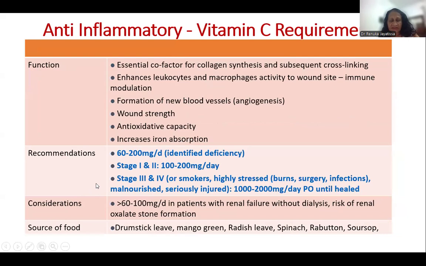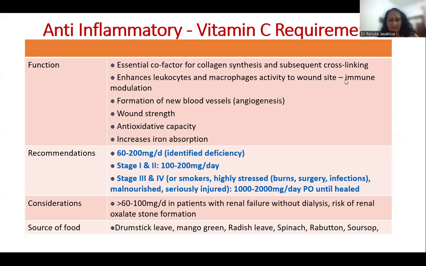The next anti-inflammatory vitamin is vitamin C. All of us know that vitamin C is an essential cofactor for collagen synthesis. It also enhances leukocytes and macrophages, the formation of new blood vessels, wound strengthening, antioxidative capacity, and increased iron absorption. So many functions are involved with vitamin C, and it is one of the major vitamins we always consider during the wound healing process.